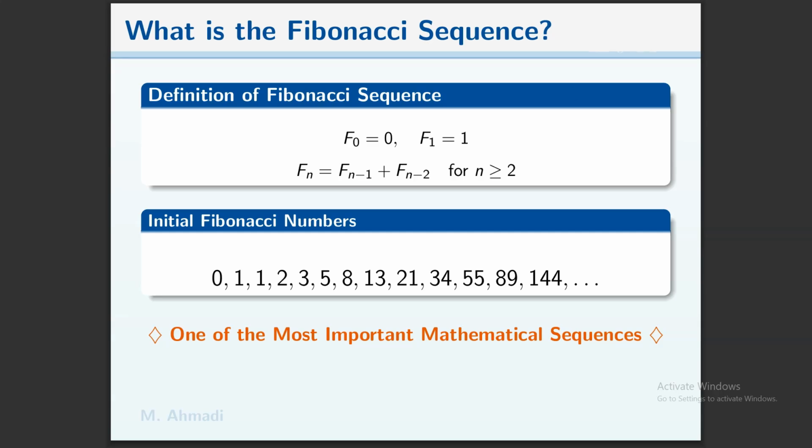Here you can see that Fn equals Fn minus 1 plus Fn minus 2 for n greater than or equal to 2. And for the first and second terms, F0 is 0 and F1 is 1. This is the definition of the Fibonacci sequence.